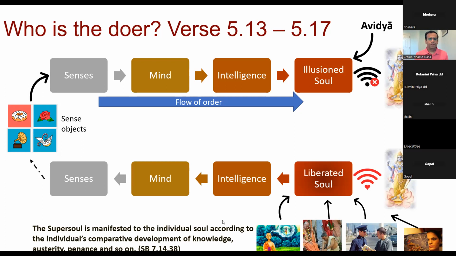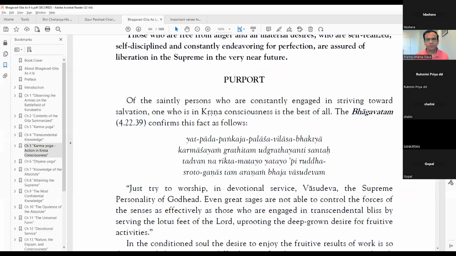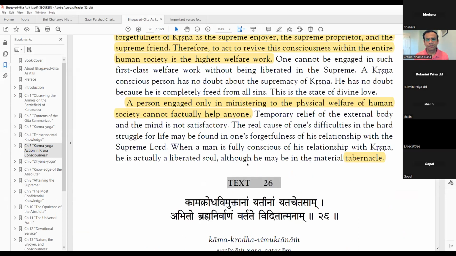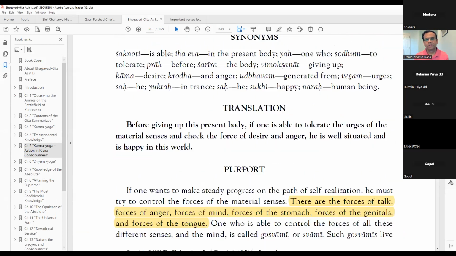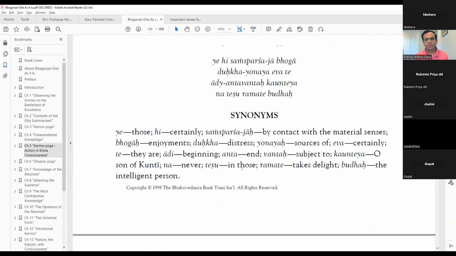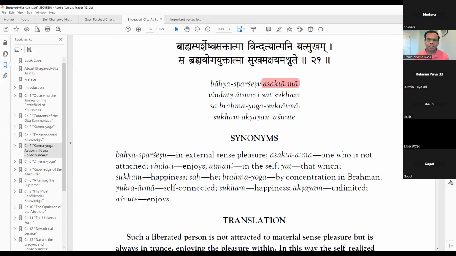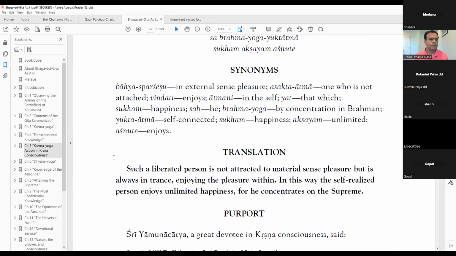It talked about duality and attachment, and there were 4 progressive stages that we talked about in verse number 21. Bahya sparsheshv asaktatma vindaty atmani yat sukham, sa brahma-yoga-yuktatma sukham akshayam ashnute. So there are 4 stages that we discussed: detached from external stimuli and seeking happiness within, then concentrating on the Supreme, and then relishing the impersonal. So there were 4 levels that we discussed here.